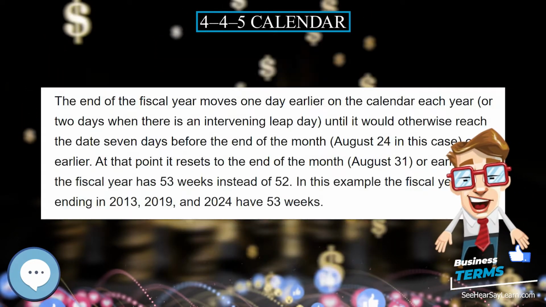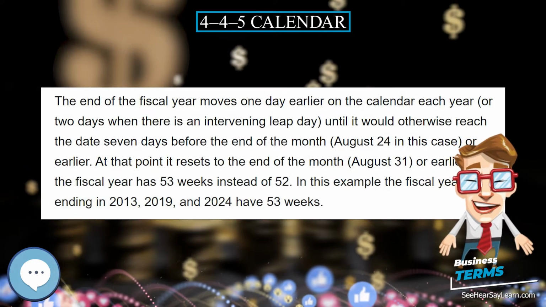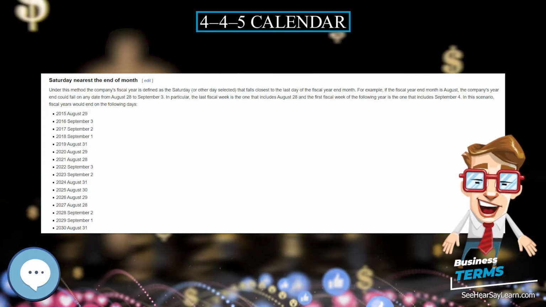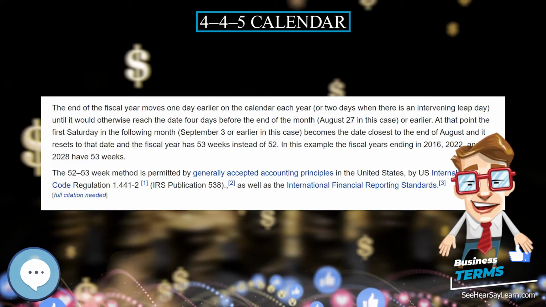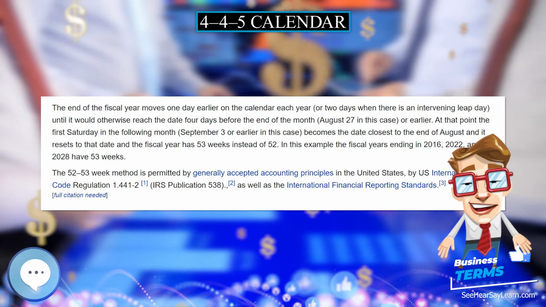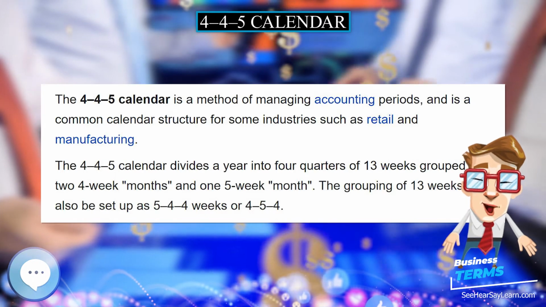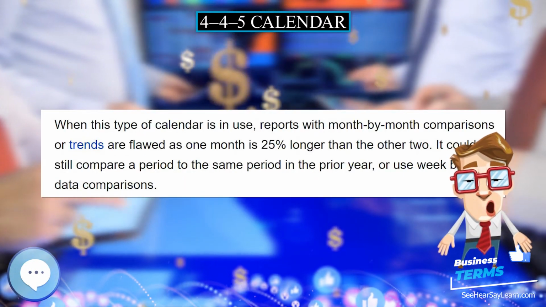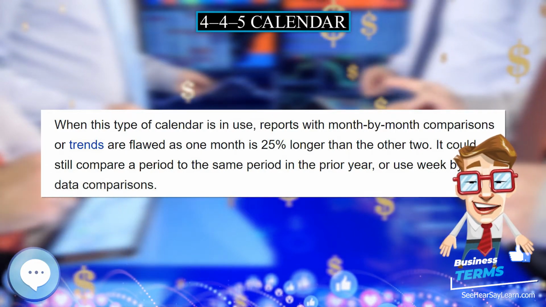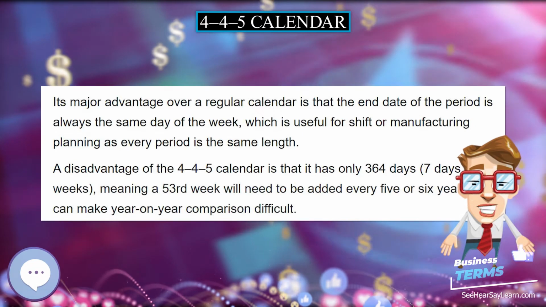When this type of calendar is in use, reports with month-by-month comparisons or trends are flawed as one month is 25% longer than the other two. It could still compare a period to the same period in the prior year, or use week-by-week data comparisons. Its major advantage over a regular calendar is that the end date of the period is always the same day of the week, which is useful for shift or manufacturing planning as every period is the same length.